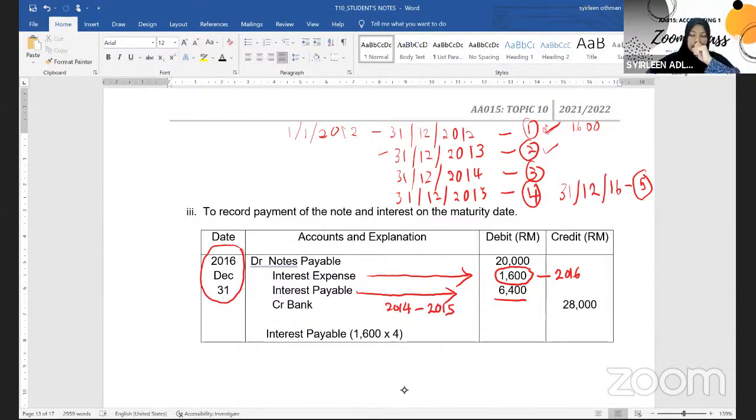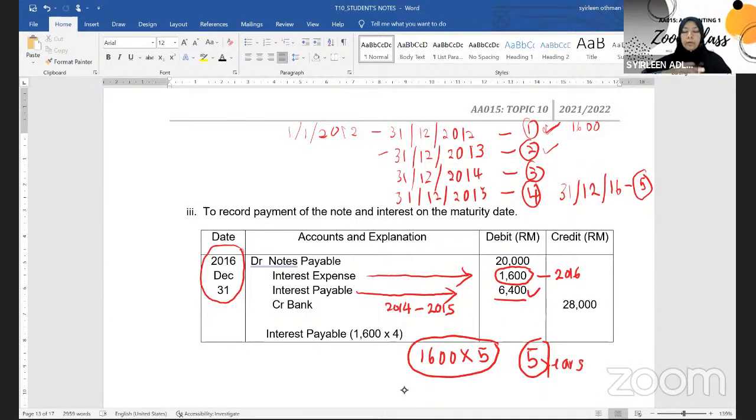So actually, your interest yang you nak kena bayar, macam saya explain tadi, is actually 1,600 times 5. This is the interest that you need to pay for the notes payable. Sebab tenure kita 5 tahun kan? But out of these 5 years, 4 tahun ni, kita dah declare on previous accounting period. So that's why kita dah masukkan dia, dan dia floating dalam interest payable lah, waiting for your disbursement date so that you can pay together with the current interest expense.